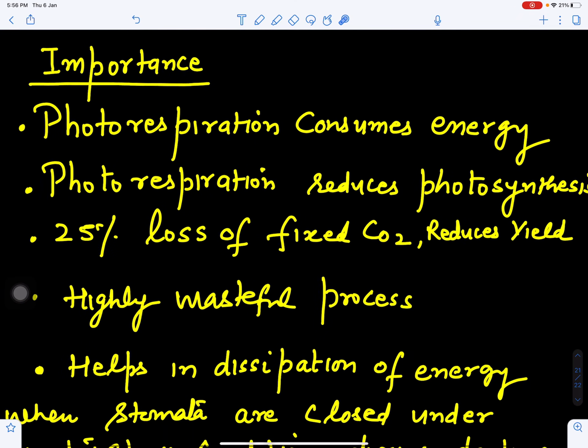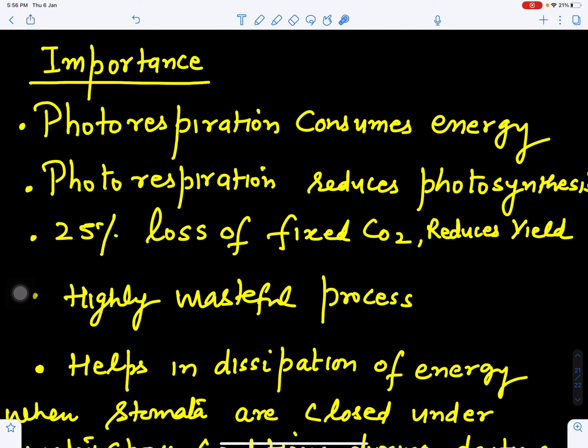Now, what is the importance of photorespiration? Because here no ATP is generated, photorespiration does not produce energy, rather it consumes energy. During photosynthesis, there is formation of sugars, but in photorespiration, there is loss of sugars or loss of fixed carbon dioxide. So during photosynthesis, more carbohydrates are produced, more yield, more biomass is produced, but in photorespiration, there is 25% loss of fixed carbon dioxide, leading to loss of biomass, leading to loss of yield, because this is not producing any energy. This is a highly wasteful process.